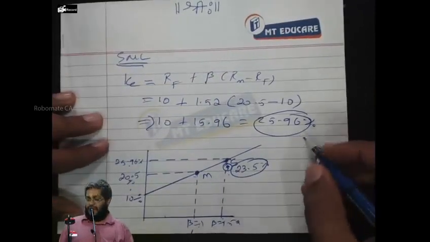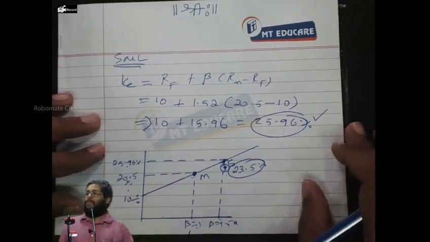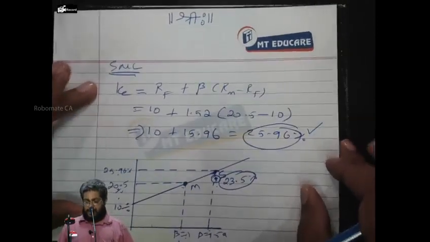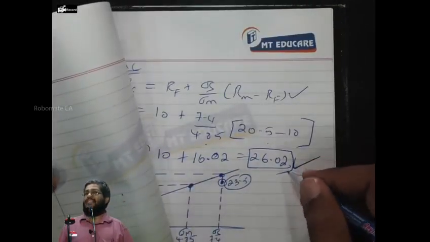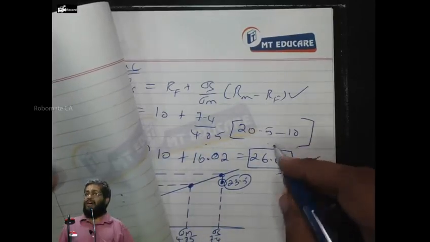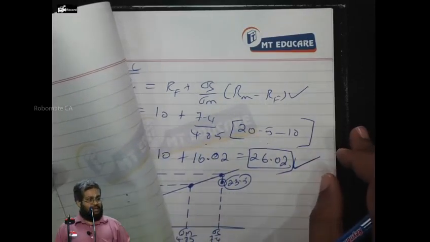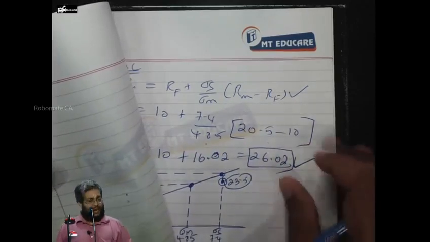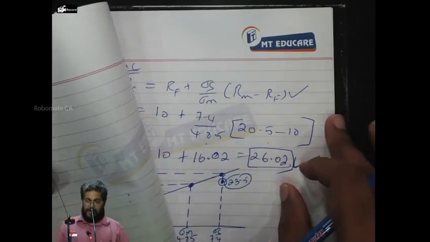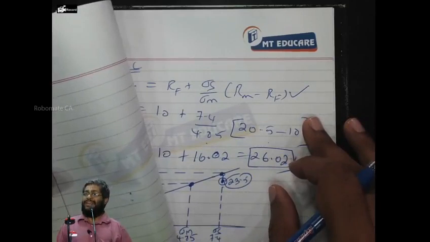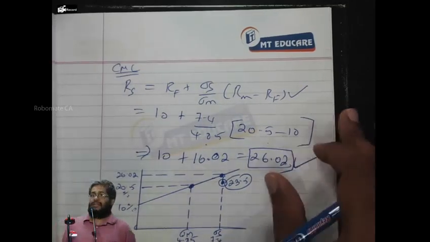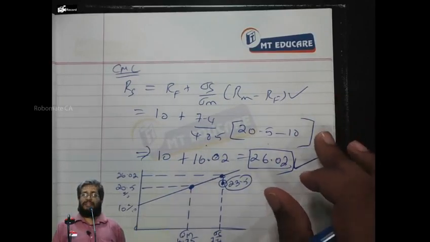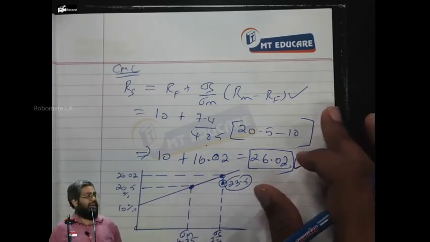In SML, we want only how much percent? 25.96% from the share. But in CML, we ask how much? 26.02. Tell me why we ask more. Write down: because we require the risk premium for the entire risk in CML.